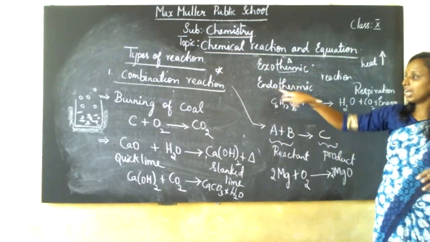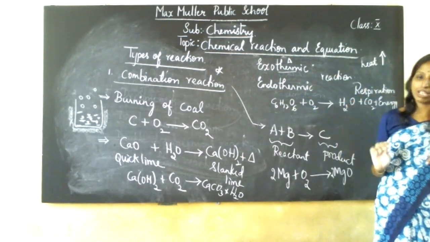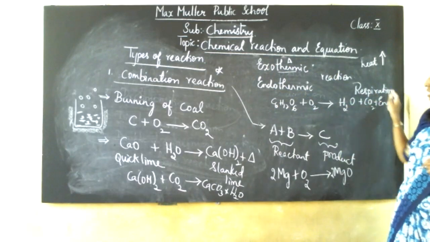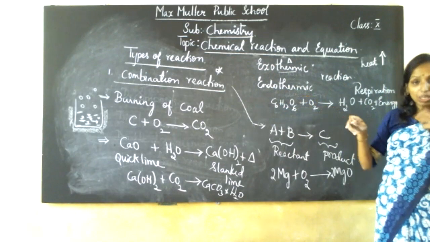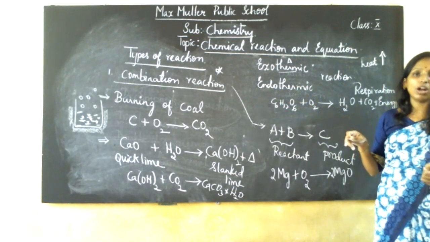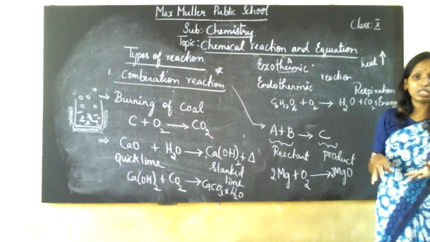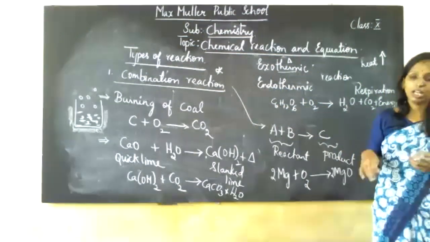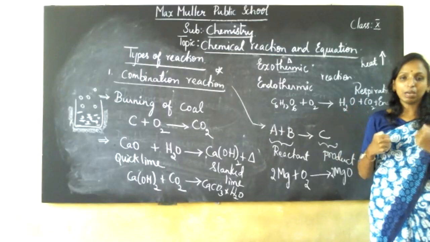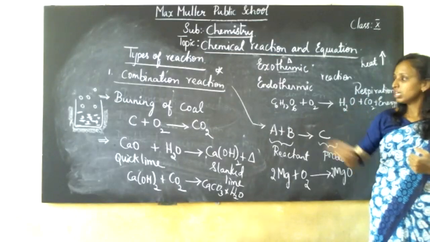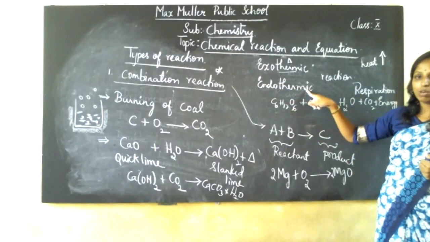Okay. Next, endothermic, the opposite of exothermic. Here the heat is coming out in exothermic. But in endothermic, when you want to get the product, the energy or heat should be absorbed. In a chemical reaction, if heat is absorbed, it is called an endothermic reaction.